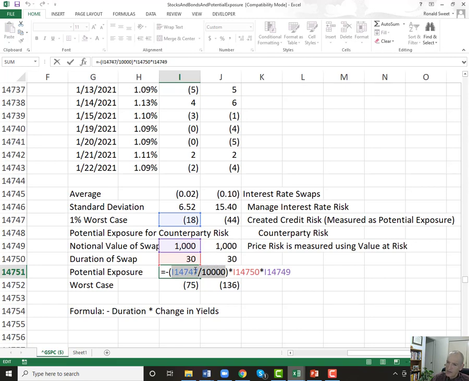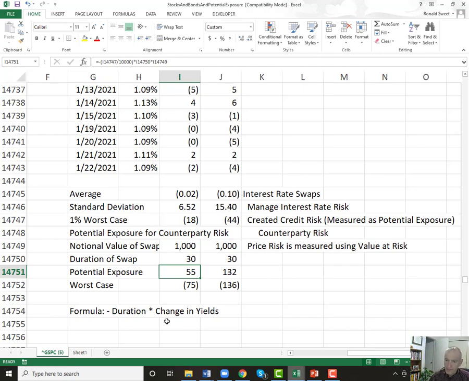18 basis points divided by 10,000 is 0.0018. So minus 0.0018 is a gain. This is where I'm going to have a gain. If interest rates fall 18 basis points, I'll have a gain. But how much of a gain? Well, I multiply that by 30 years because that's the duration of my swap, and by $1 billion because that's my notional amount. So essentially what I'm saying, if interest rates were to fall 18 basis points in a day, Morgan Stanley would owe me $55 million.